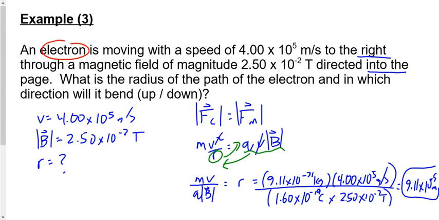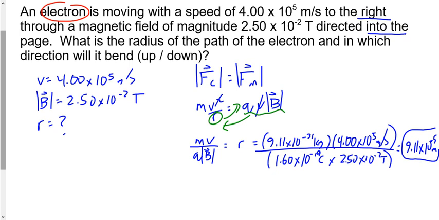Now, which way does it bend? Up or down? We're going to say thumb goes in the direction of the particle, which is to the right. Fingers go in the direction of the field, which is into the page. Your palm will automatically point downwards toward the bottom of the page. Remember, your frame of reference is the page here, not north, south, east, west. So let's not just say down. Let's say it's toward the bottom of the page.